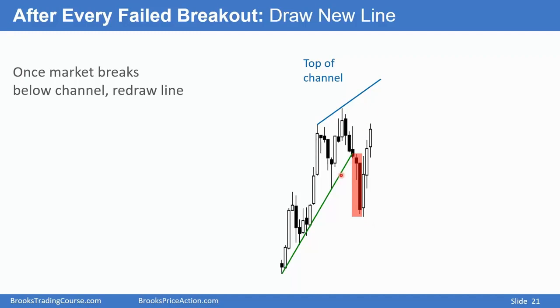I'm going to get rid of that line and draw a new line connecting this low and that low. The market's telling me it's ignoring this line. Well, what am I going to do? I'm going to ignore that line. Now we have a potential channel, and this line is close to parallel to this line, so I'm going to leave it there, even though the spacing might not be good between point 1 and point 2, and then point 2 and point 3.